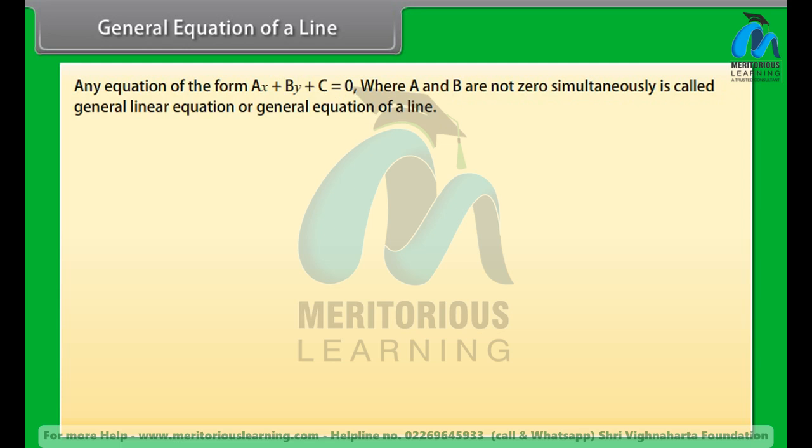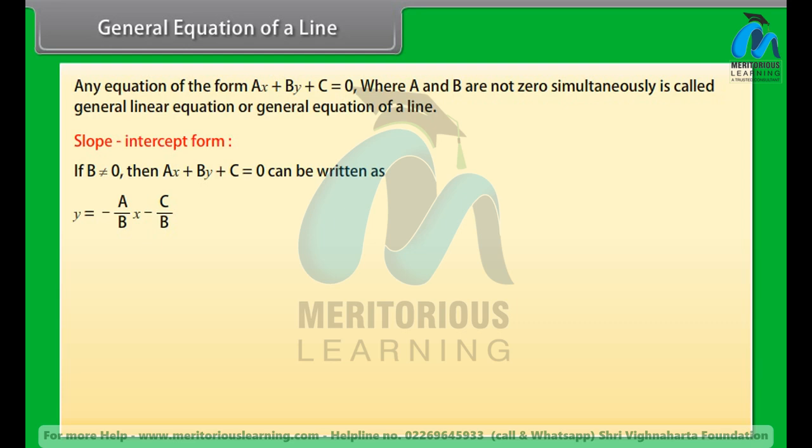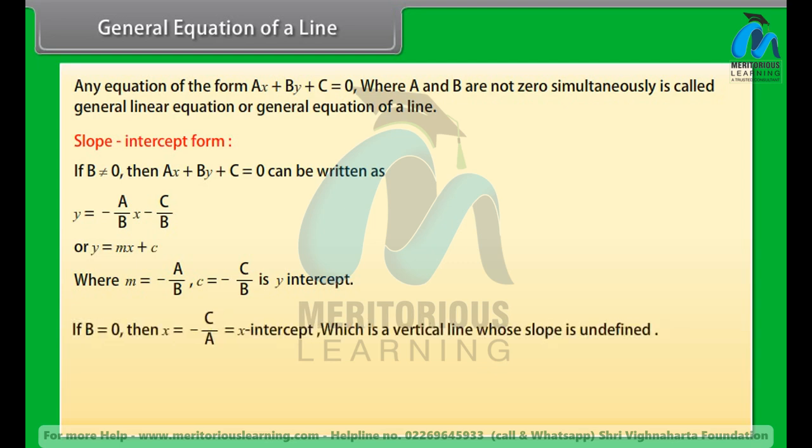Different forms of general equation. Slope-intercept form. If b is not equal to 0, then ax plus by plus c is equal to 0 can be written as y is equal to minus a x by b minus c by b, or y is equal to mx plus c, where m is equal to minus a by b is the slope, and c is equal to minus c by b is the y-intercept. If b is equal to 0, then x is equal to minus c by a is the x-intercept, which is a vertical line whose slope is undefined.